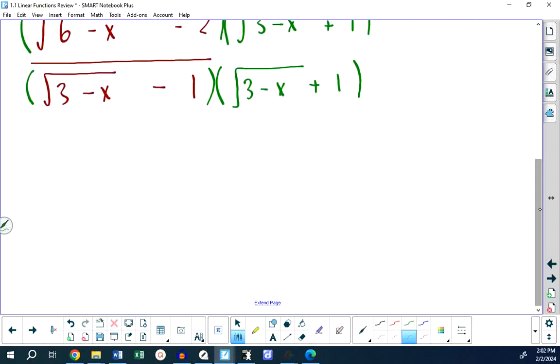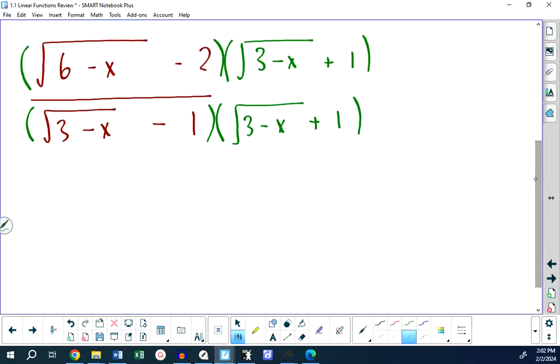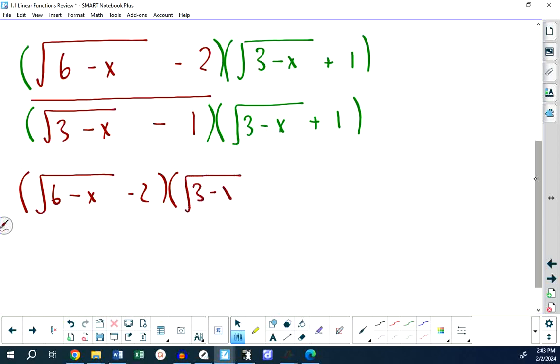And I do not want to multiply out the numerator. 1, it clearly is not going to go anywhere. And 2, I want to leave things exposed in case things cancel. So what I have is, in the numerator, I have root 6 minus x and then minus 2. It's getting a little awkward here, but that's okay. The math is what it is. And then I have a product, or a factor rather, of root 3 minus x plus 1.